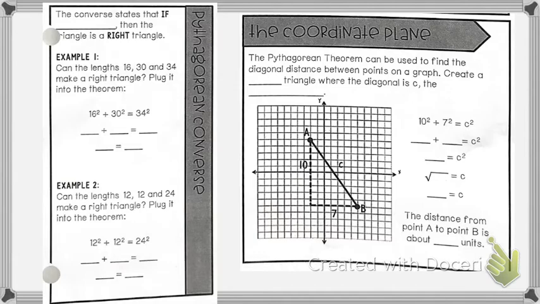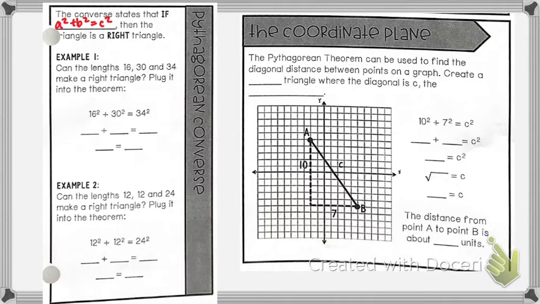Let's look at the Pythagorean theorem converse. The converse states that if A squared plus B squared equals C squared, then it is a right triangle, right? So for example number 1, can the lengths 16, 30, and 34 make a right triangle? Plug it into the theorem, and then we'll see if it does.